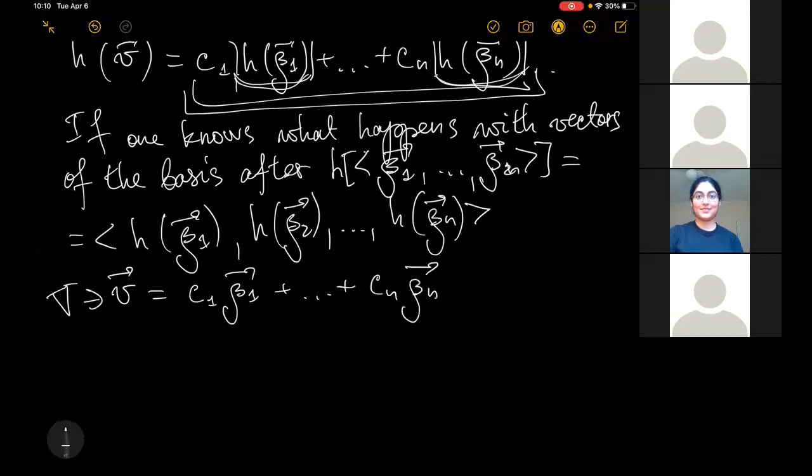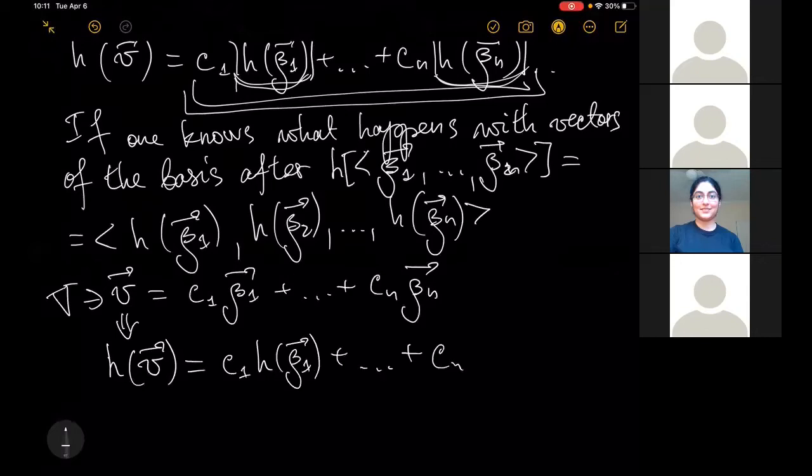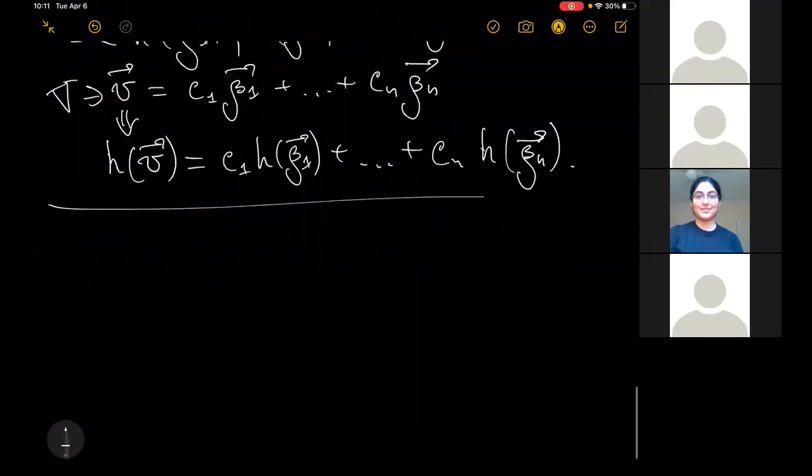And then you know that the result of application of our homomorphism to this vector will be nothing else but the linear combination of the homomorphisms applied to the vectors of the basis. Okay, example.